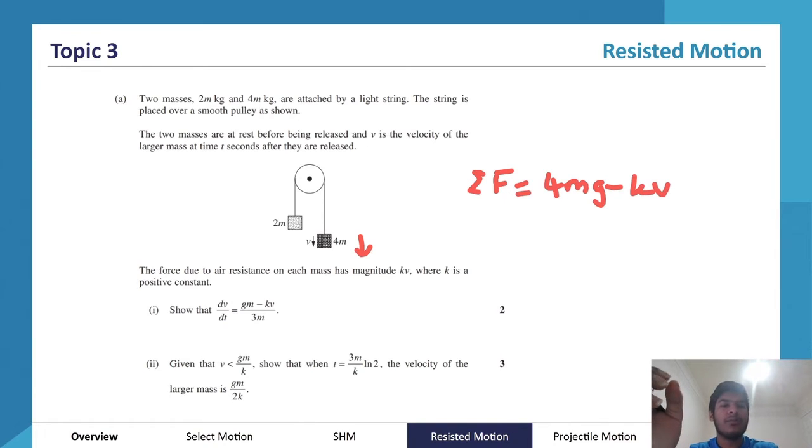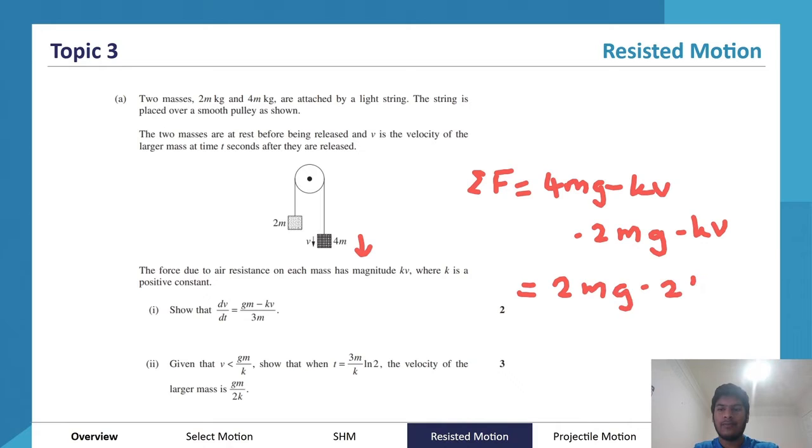And then we've got a 2mg. Is that assisting motion or is that opposing motion? Well, if 4mg is moving downwards, the 2mg is counterweighting on the other side and it's pulling downwards. And so we get minus 2mg. And then that block also experiences an air resistance, hence the minus kV. If we use that and simplify a bit, we get 2mg minus 2kV, and that's equal to mass times acceleration. The net mass is 4m plus 2m, so 6m times a.